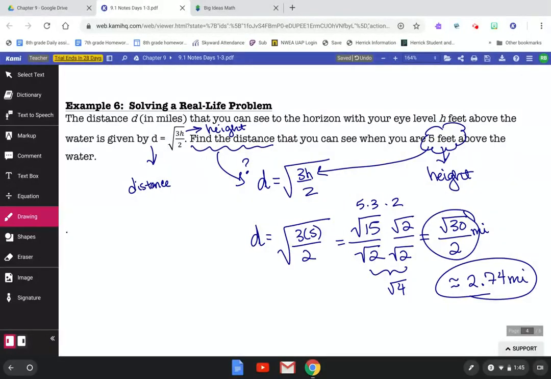This concludes your notes for section 9.1 day 2. You are now going to work on Big Ideas, 9.1 day 2.